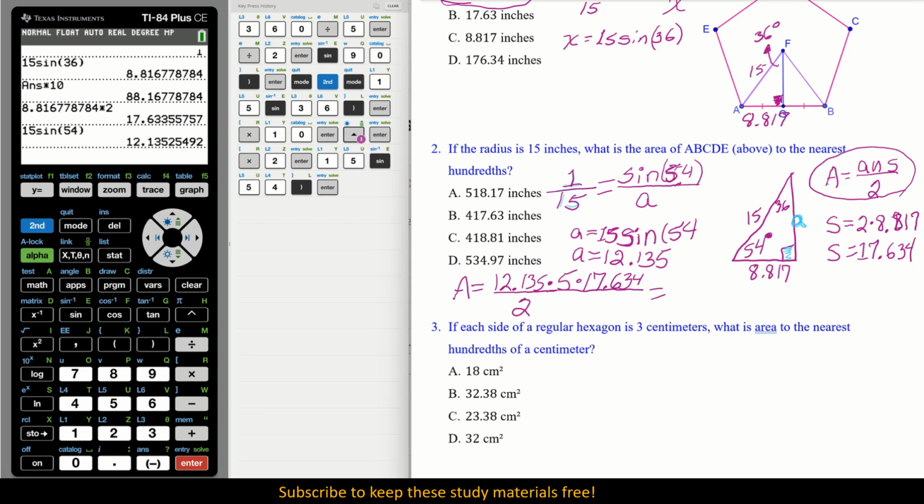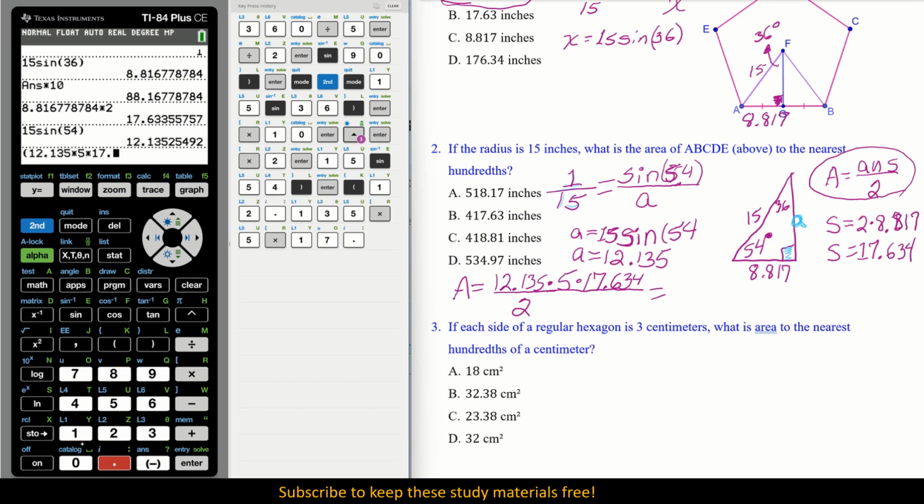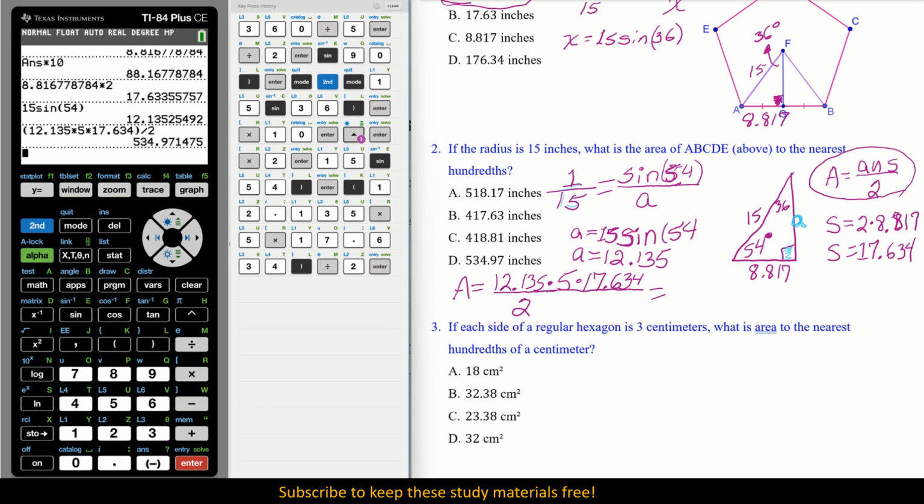Okay, so let's give this a try and see if it works. Let's just put it all in at once. Let's go ahead and use 12.135 times 5 times 17.634, close parentheses, divide by 2. What do we get? And that's option D.